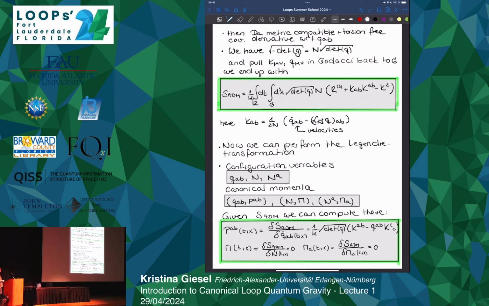So let me just finish here by saying that we want to continue in the next lecture and perform the Legendre transformation, so where are the velocities? And the velocities of the metric are encoded in the extrinsic curvature here. So you see here is a derivative with respect to t of QAB. And that will be used in the next lecture in order to derive the canonical momenta.